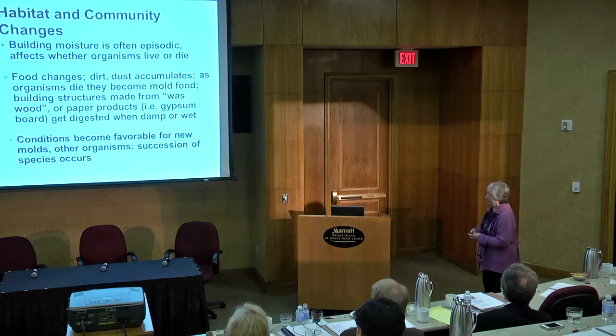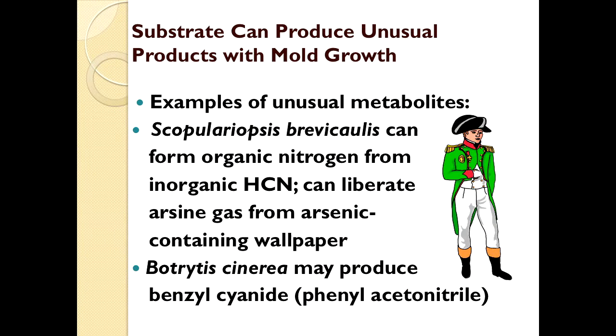So the substrate can also produce things that are the result of mold contamination. For instance, Scapulariopsis brevicaulis can form organic nitrogen from inorganic and produce arsine gas. There was quite a discussion in the journal Nature about what killed Napoleon, because indications were that he died of arsenic poisoning. Well, Napoleon had many enemies besides mold.